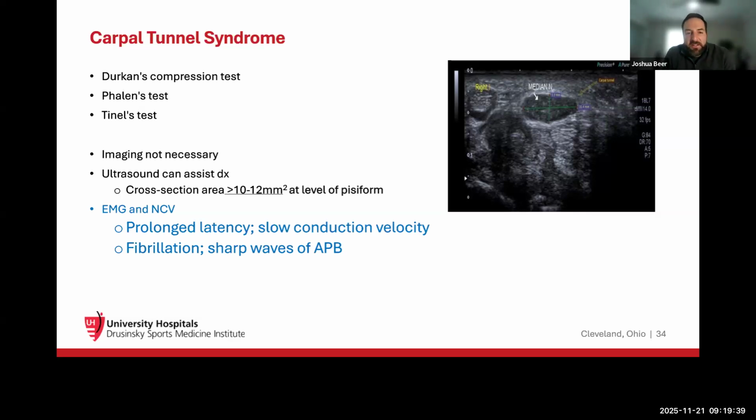Ultrasound actually can assist in the diagnosis. Typically the cross-sectional area is less than 9 millimeters squared, so if it's greater than 10, that also points to a potential carpal tunnel syndrome etiology. There are some scaling systems where 10 is considered mild, 11 millimeters squared moderate, and greater than 12 severe. EMG is going to show prolonged latency, slow conduction times, as well as some fibrillation waves.